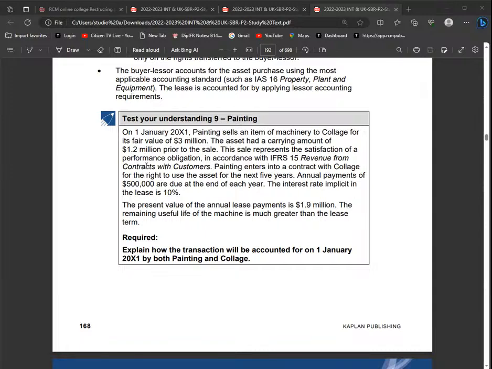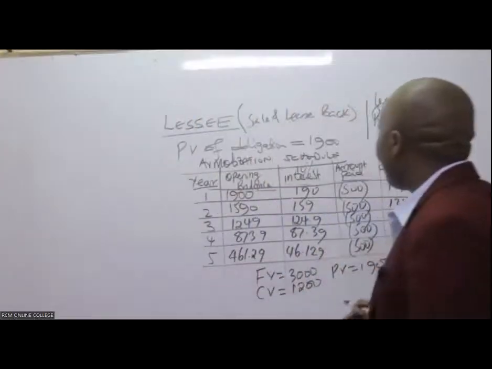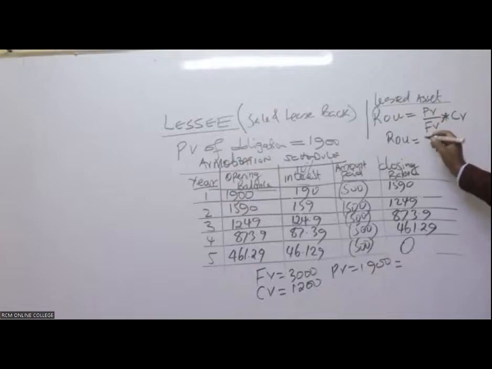And then in the last paragraph before required, they're telling us that the present value of the annual lease payment is 1,900. So present value is 1,900. Given this information, I should for sure be able to get the right of use. So the right of use here will be the present value, 1,900, over fair value, 3,000, times carrying value, which is 1,200. And these students are giving me a figure of 760.